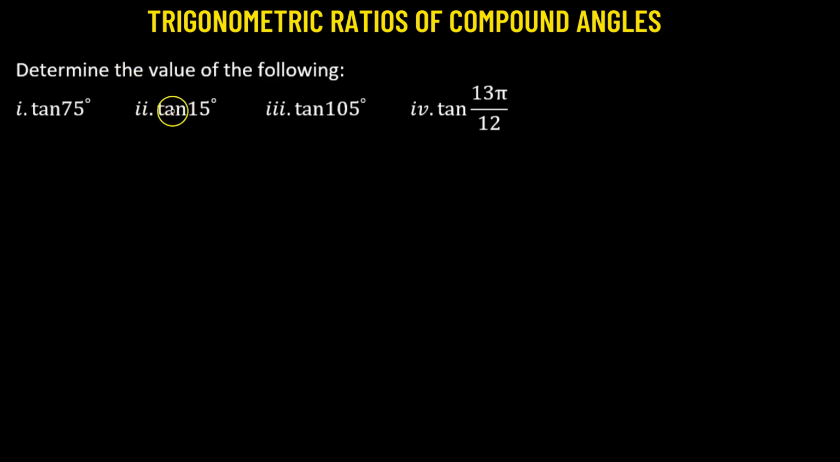We need to determine the value of the given trigonometric ratios. So let's begin with tangent of 75 degrees. Now there is no standard value for tangent 75 degrees, but what we can do, we can break down 75 degrees as 45 degrees added to 30 degrees.